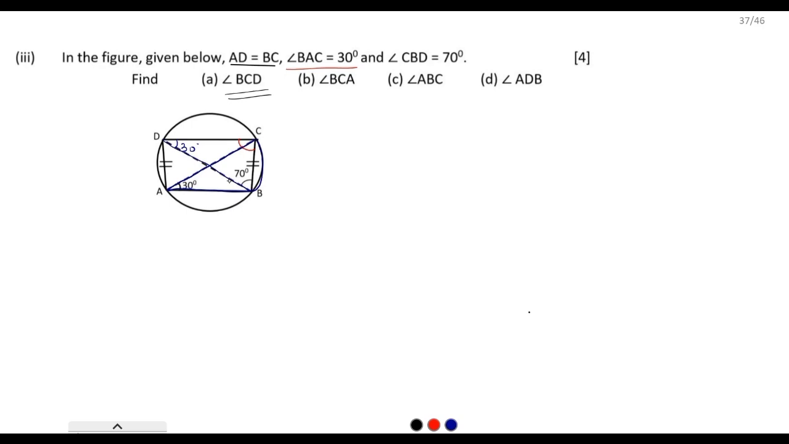Similarly, if angle CBD is 70 degree, then this angle is subtended by arc DC and angle subtended by arc DC at circumference is DAC. This will be also 70 degree. It means this whole angle is 100 degree. Then angle BCD will be 180 minus 100 because ABCD is a cyclic quadrilateral and opposite angles of cyclic quadrilaterals are supplementary. Then this angle is equal to 80 degree.